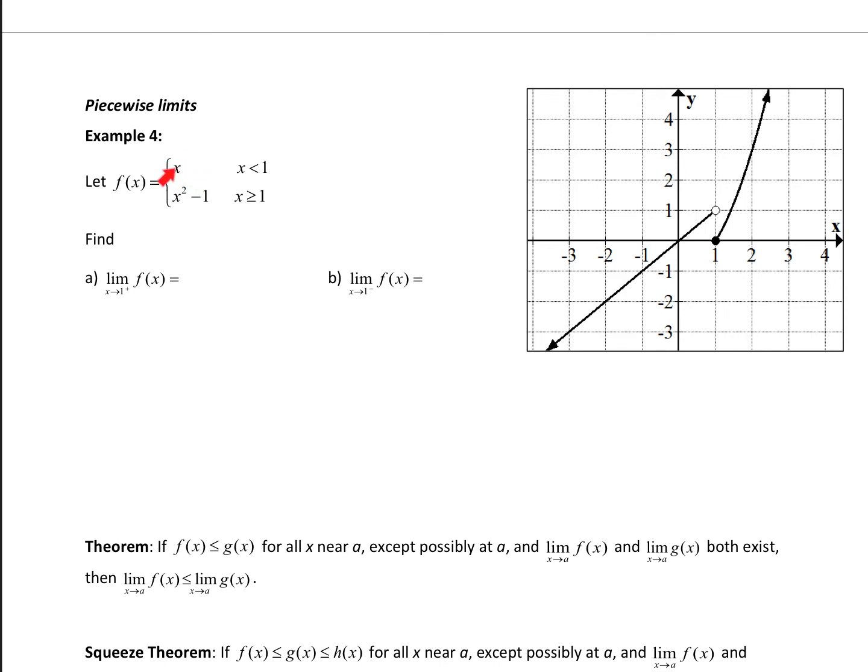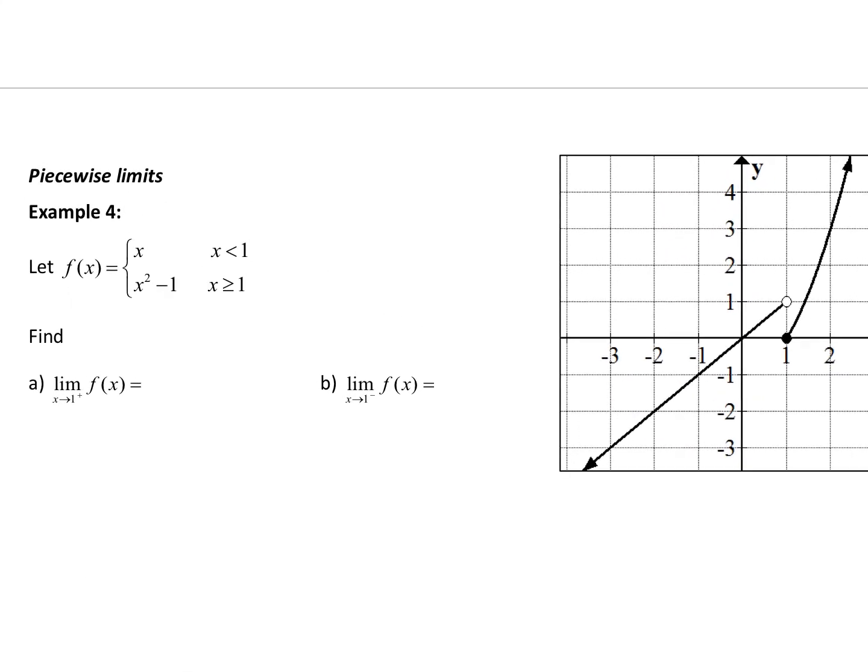So like here, x is a function, x squared minus 1 is a function. So x will be just a straight line. What they're saying is, when x is less than 1, I get a straight line. And then when x is bigger than or equal to 1, I get a parabola, x squared minus 1. So even though it's two different functions, it's basically one function defined piecewise, which is fine.